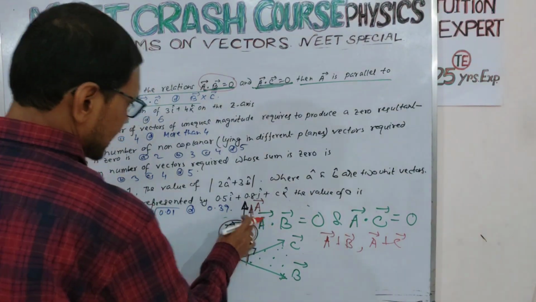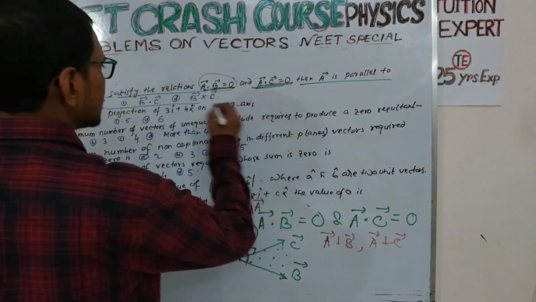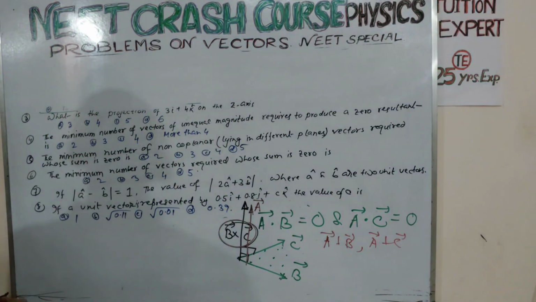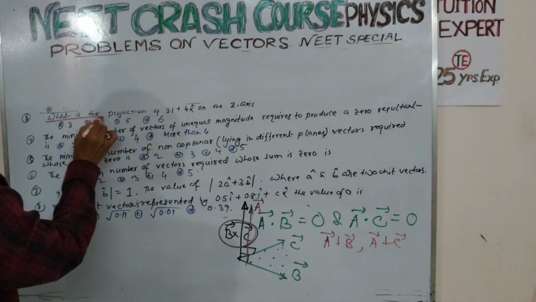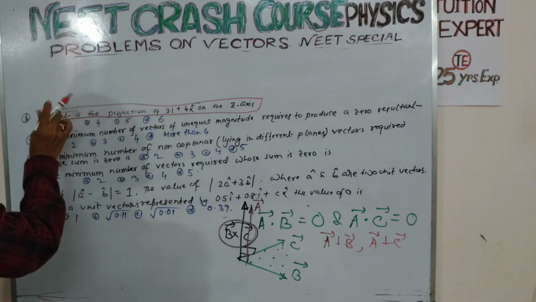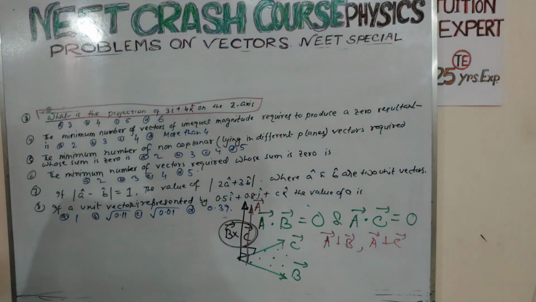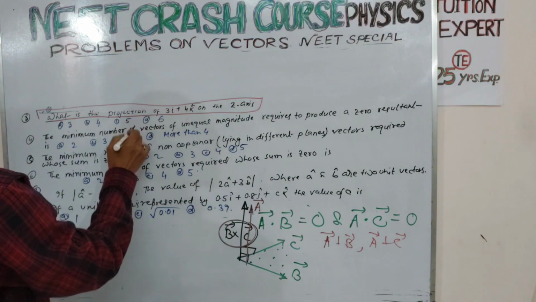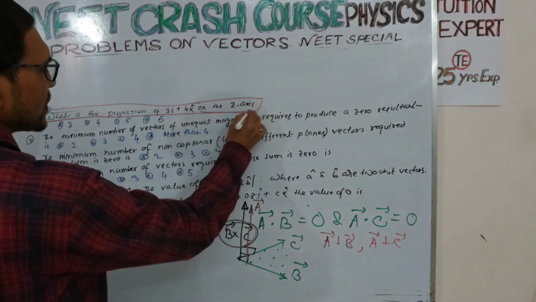So we must take A is parallel to B cross C. That is, option is this. What is the projection of 3i plus 4k on the z axis? This is the question. What is the projection of 3i plus 4k on the z axis?